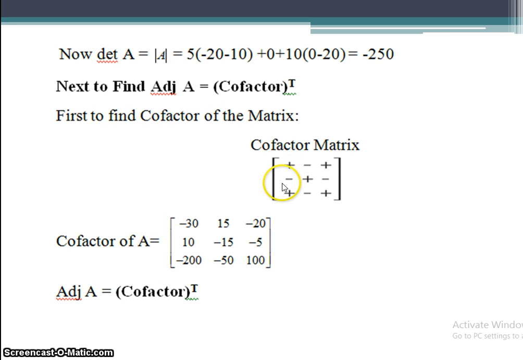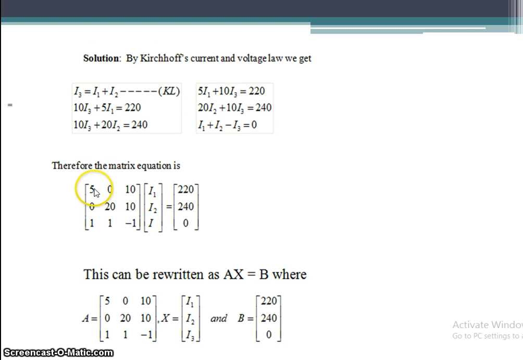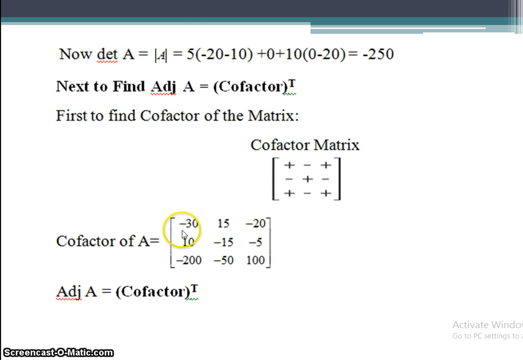First cofactor means first we take the first element. So 5, first I take 5, means we omit the first column and first row. What is the remaining value? So minus 20, then minus 10. So we get minus 30. So the answer is minus 30 here.